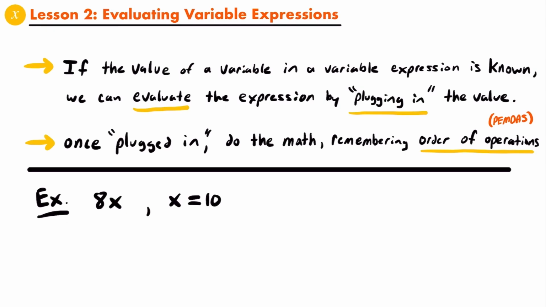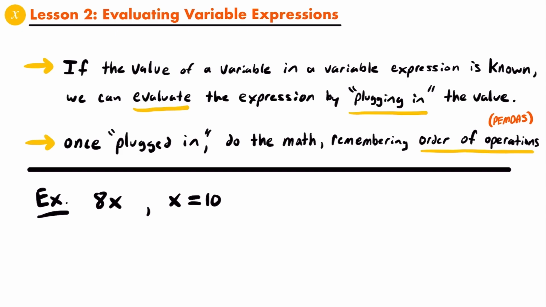Here we have a very basic variable expression of 8x, and we are told that for this variable expression, in this particular case, x is equal to 10. It might not always be equal to 10. It could be equal to some other value depending on some other factors. But in this particular case, we want to evaluate this variable expression when x is equal to 10.